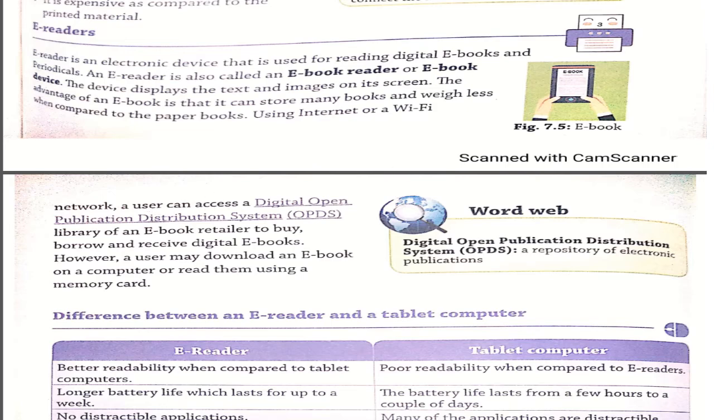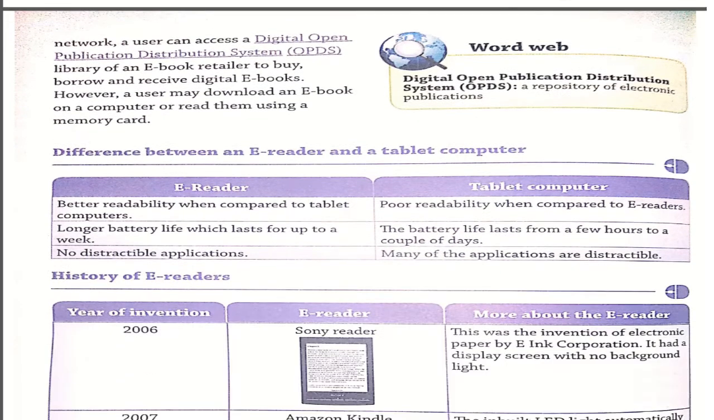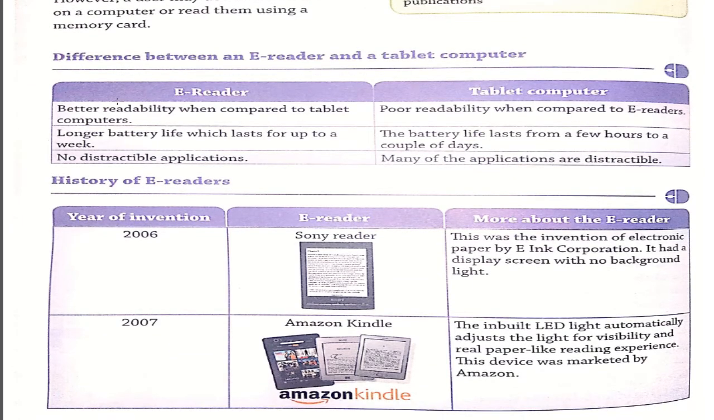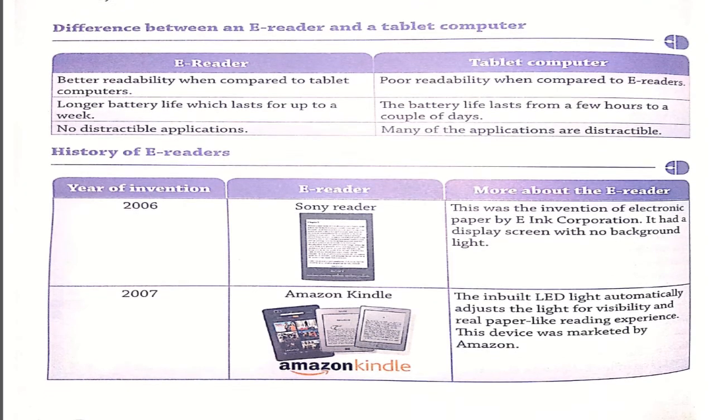There are some differences between the e-reader and a computer. Like e-reader is better readable when compared to tablet computers, and in tablet there is poor readability when compared to e-reader. Longer battery life, which lasts up to a week, while tablet battery life lasts from a few hours to a couple of days. No distracting applications are here in e-reader, but in tablet there are many other applications which distract you while you are using the mobile application. Then also you get distracted while taking the classes, no students?